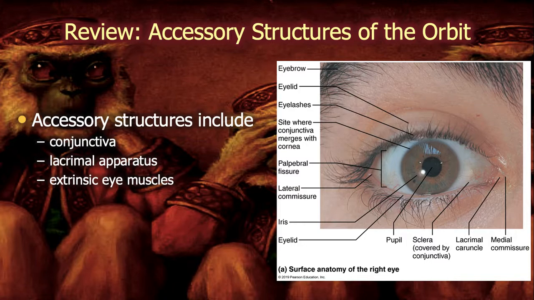So this slide is a review of accessory structures. So the conjunctiva is that clear covering over the eye. What's it called when you have inflammation of your conjunctiva? Conjunctivitis, right? Yes.